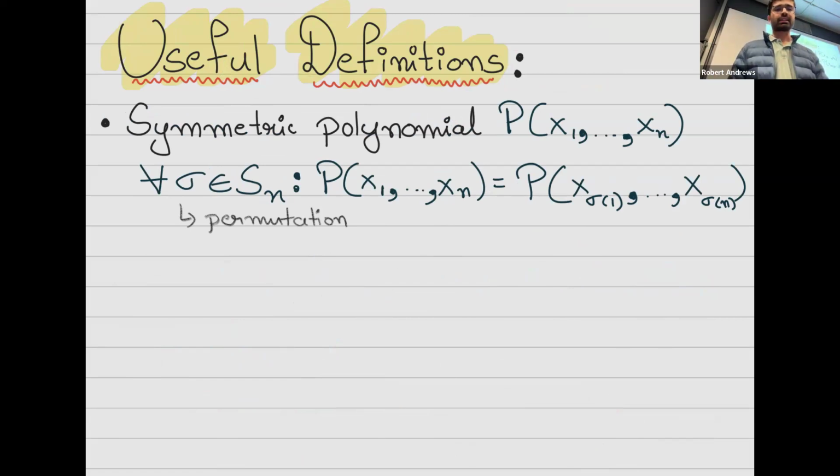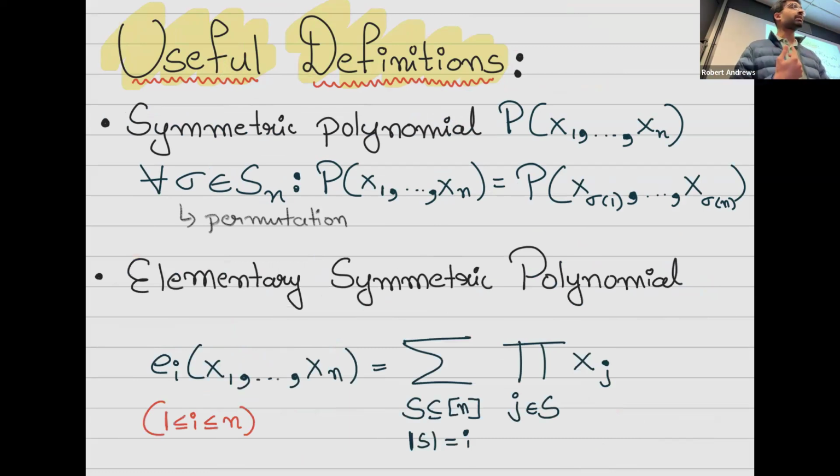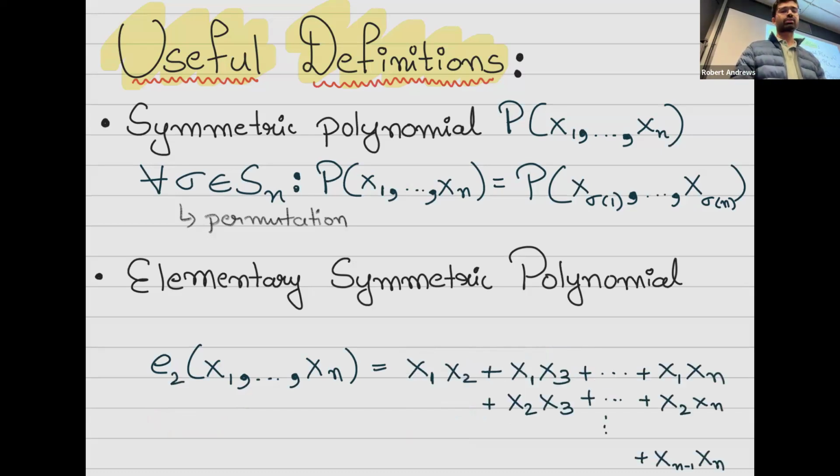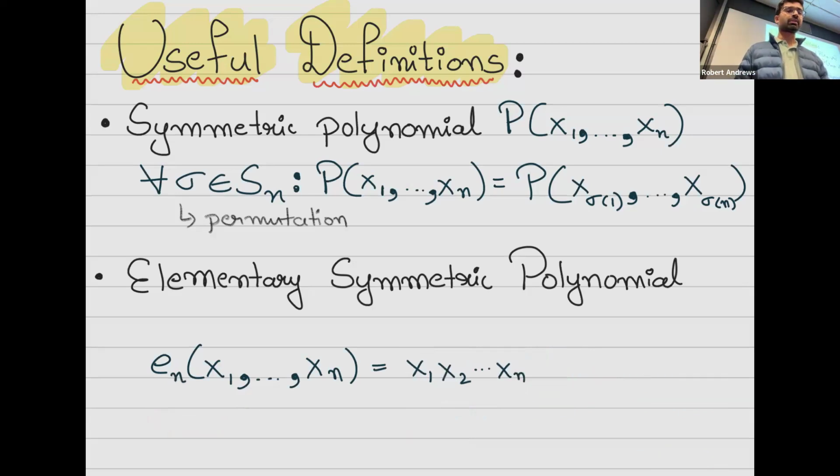Okay. Some canonical examples of symmetric polynomials: one of them is the elementary symmetric polynomial. The ith elementary symmetric polynomial is the sum over subsets S of size i of the product of the corresponding variables in the set S. Just to be explicit, E1 looks like x1 plus x2 plus ... plus xn. The second one looks like x1x2 plus x1x3 and so on. And the nth elementary symmetric polynomial looks like x1x2 up to xn.